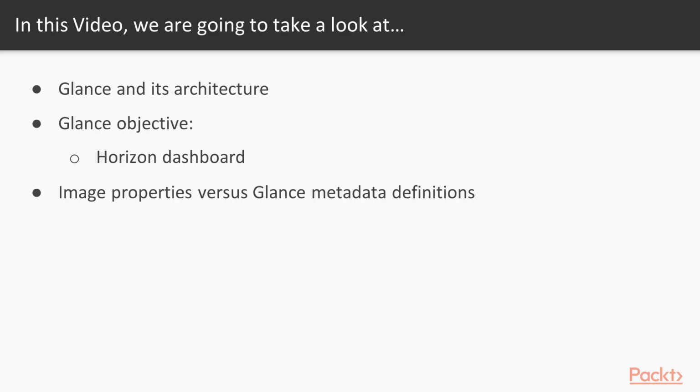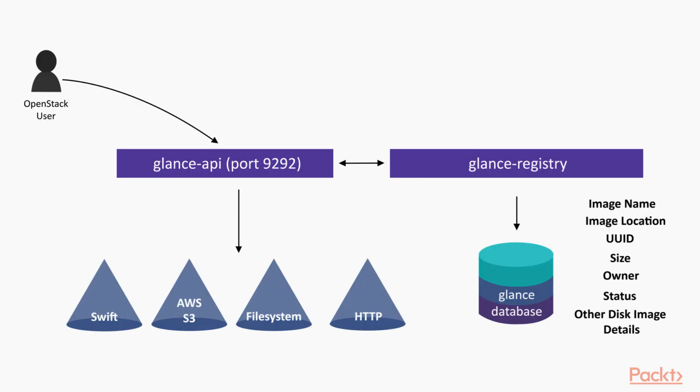In this video, we're going to explore Glance architecture. Then we will discover Glance on the Horizon dashboard and image properties versus Glance metadata definitions. Glance is the OpenStack image service, and it provides the registration, storage, and delivery of cloud images. Glance is comprised of two primary daemons, that is, Glance API and Glance Registry.